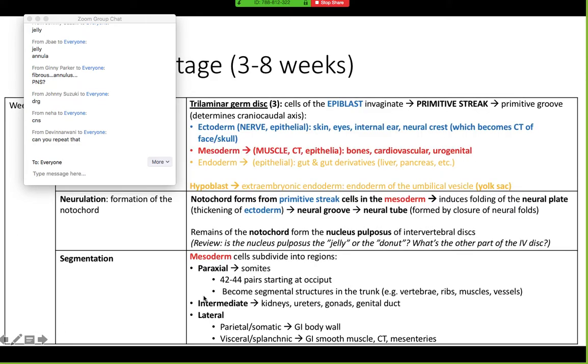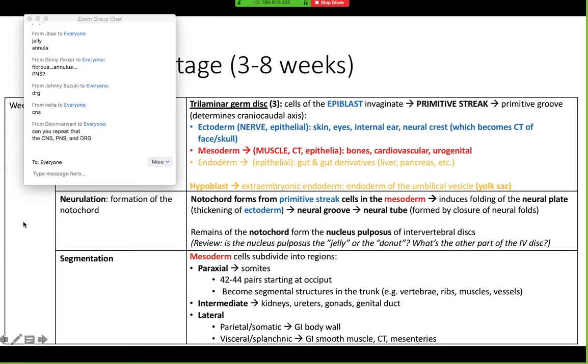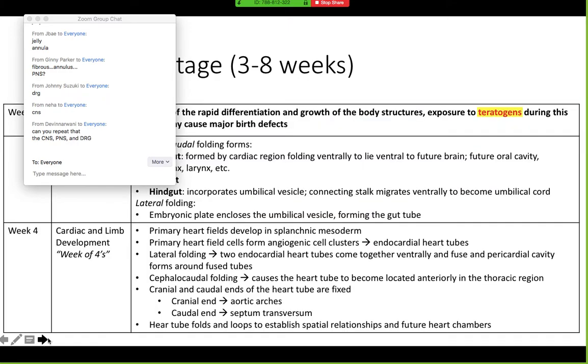Oh, sorry. Which part? I just saw your question. About neurulation or segmentation? Sorry, if you tell me which part to repeat, I will. Oh, okay. So neural tube, think CNS, neural crest cells, PNS, and the DRG. Okay.